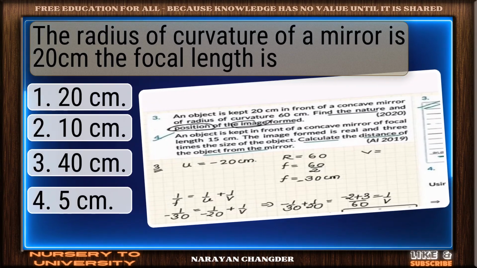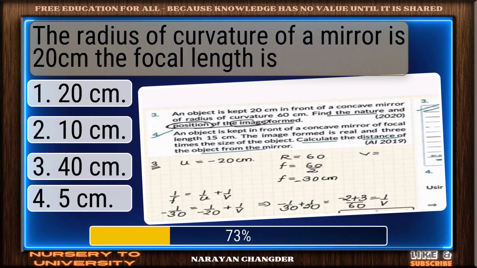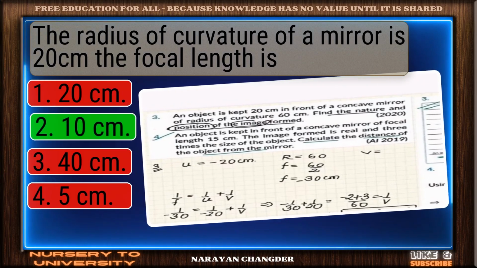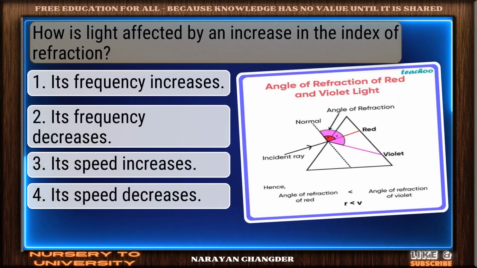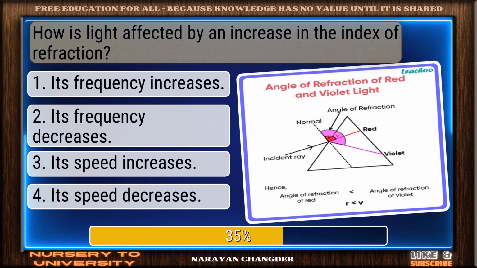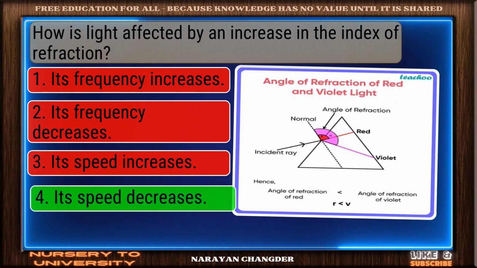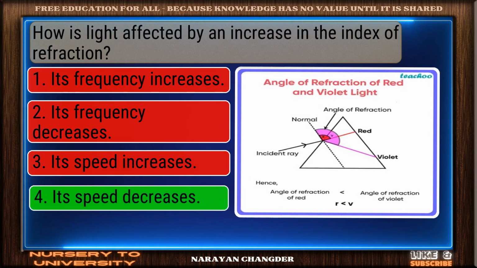The radius of curvature of a mirror is 20 cm. The focal length is... Correct. 10 cm is the right answer. How is light affected by an increase in the index of refraction? You chose its speed decreases, and it is correct.